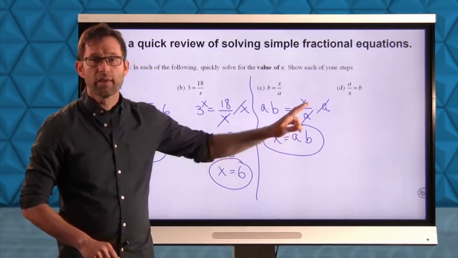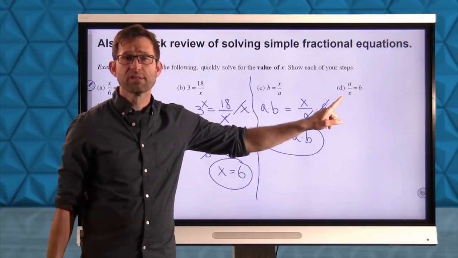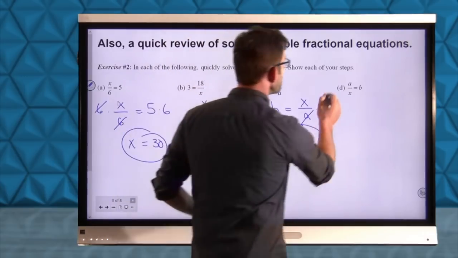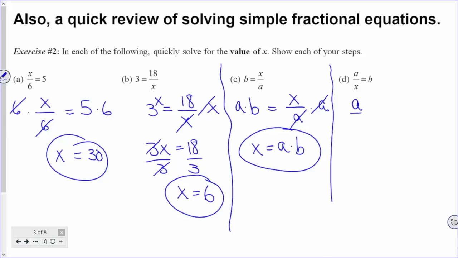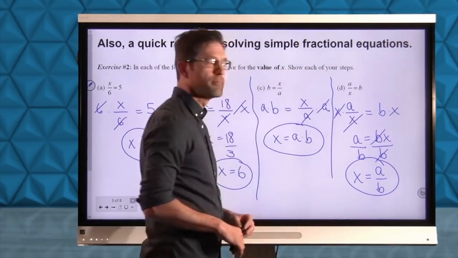All right. And finally, again, another one where the variable I'm trying to solve for is in the denominator. All that means is I've got an extra step, but it's still pretty easy. If I've got a divided by x is equal to b, and I multiply both sides by x to get it out of the denominator, I'll now have a equals b times x. Now I want to get the x all by itself, so I divide both sides by b, and I get x equals a divided by b.